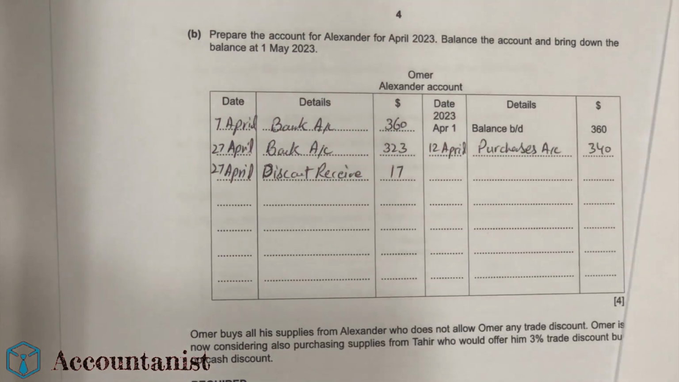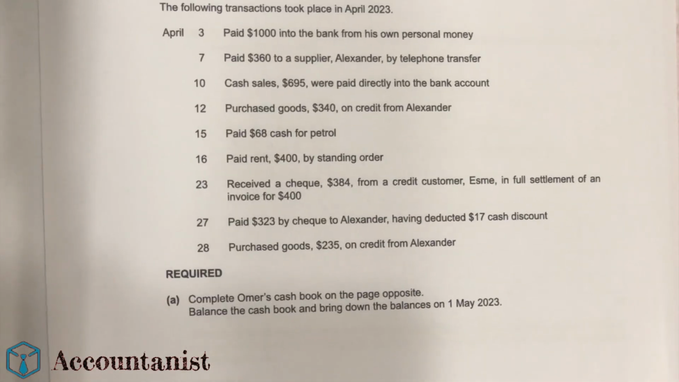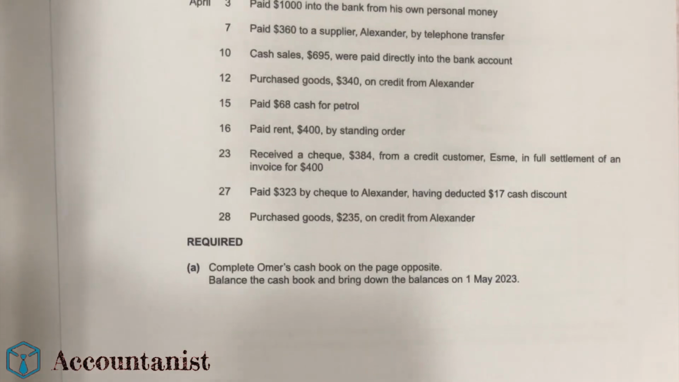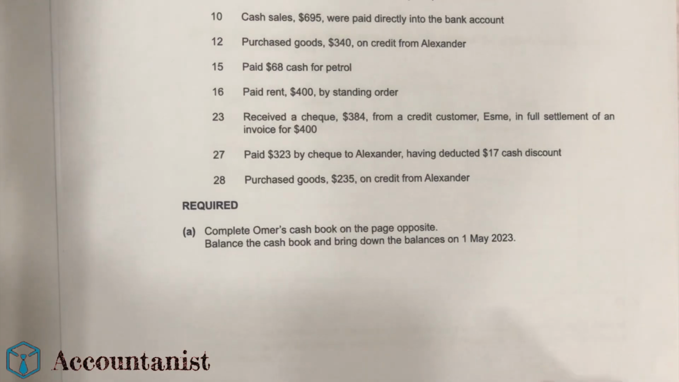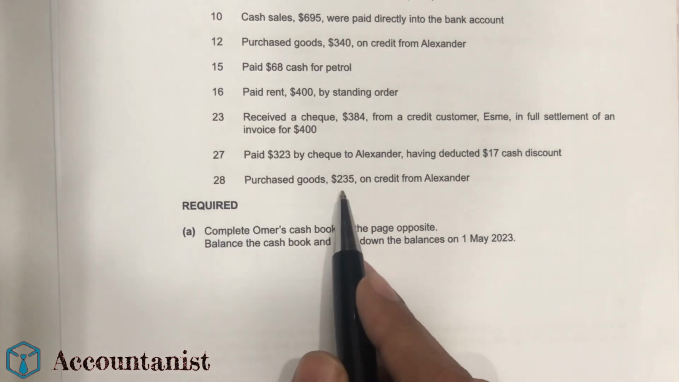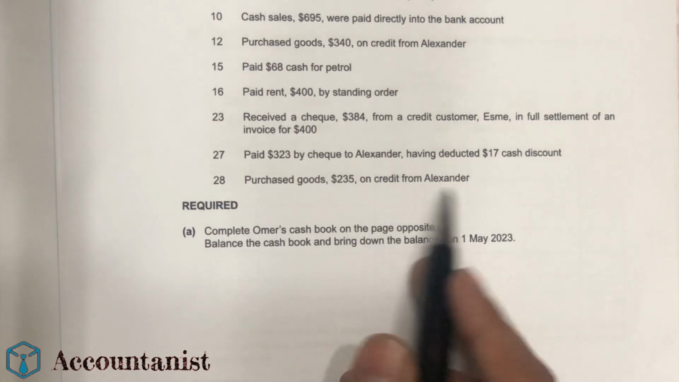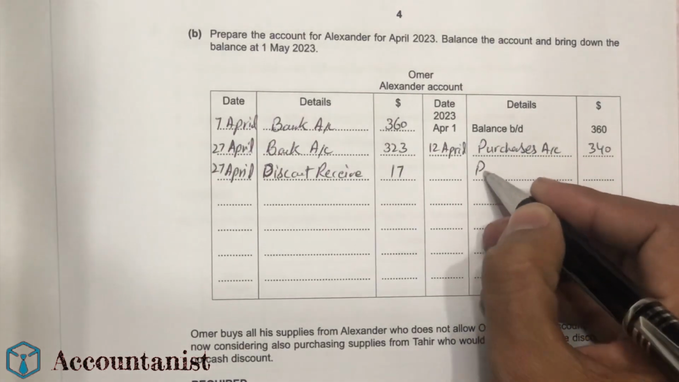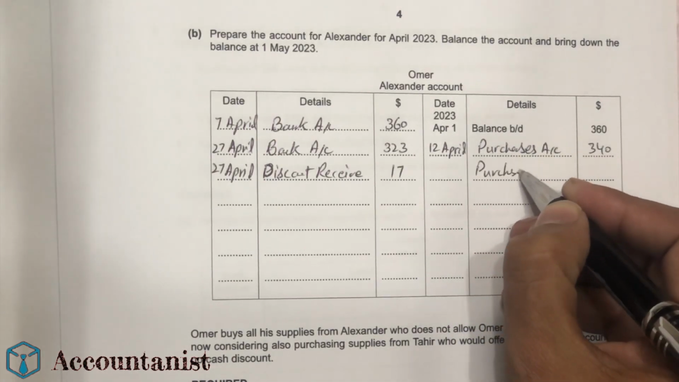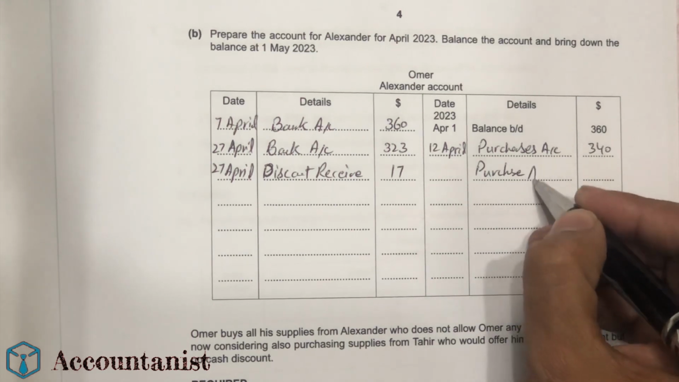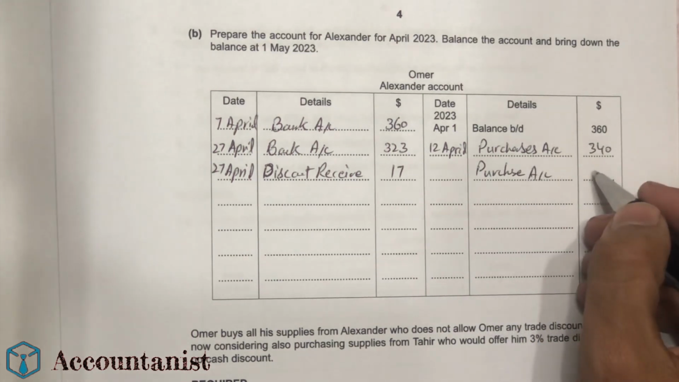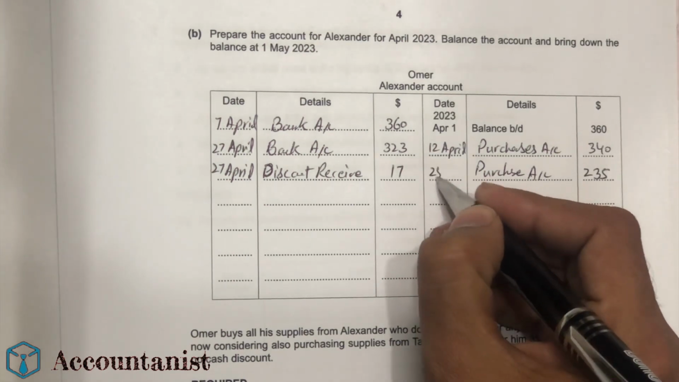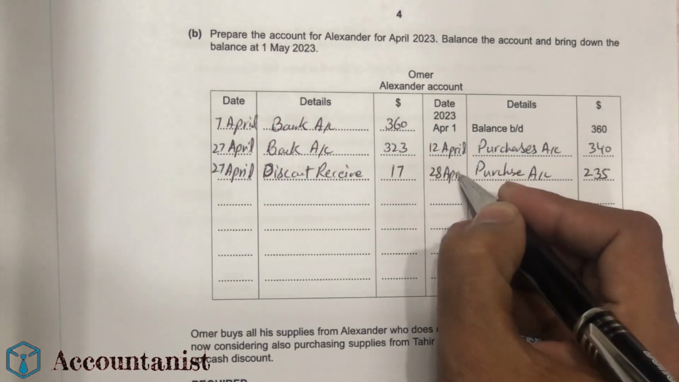So that's the transaction of this payment that we made into this account. The next transaction relating to Alexander is the last transaction: purchase goods $235 on credit from Alexander. Simply, purchases debit and Alexander credit, so it will come up here in the purchase account, 235, and the date was 28th of April.